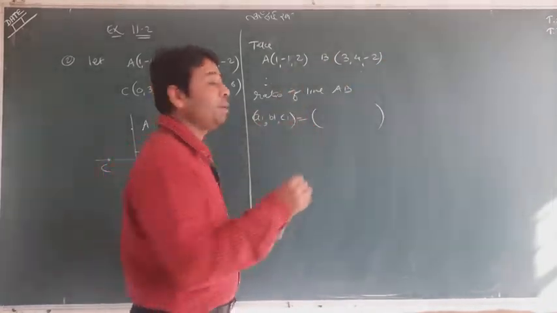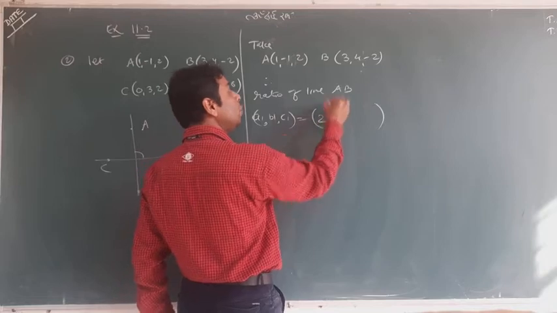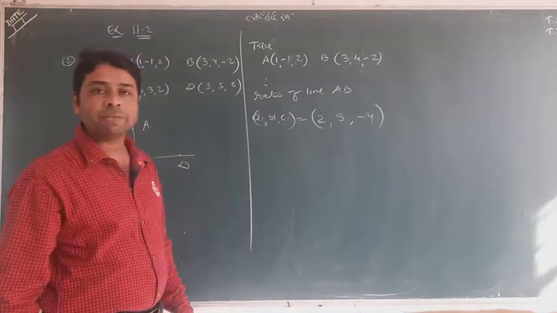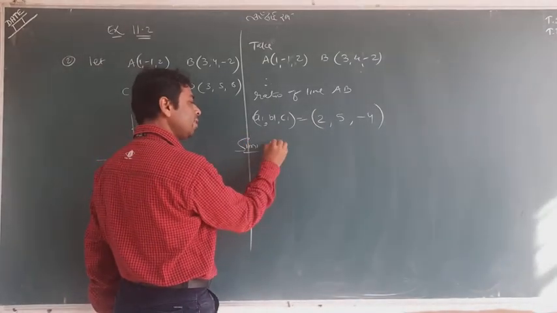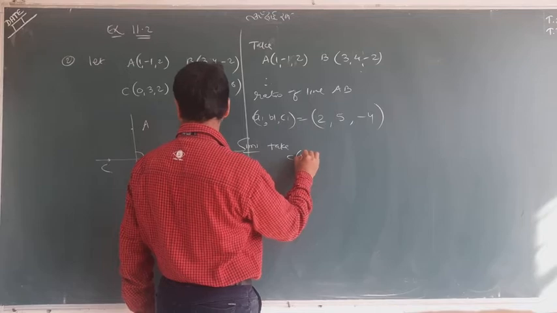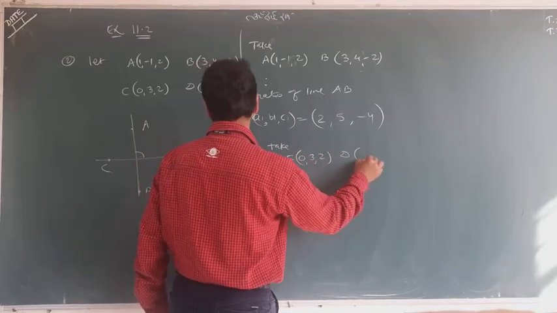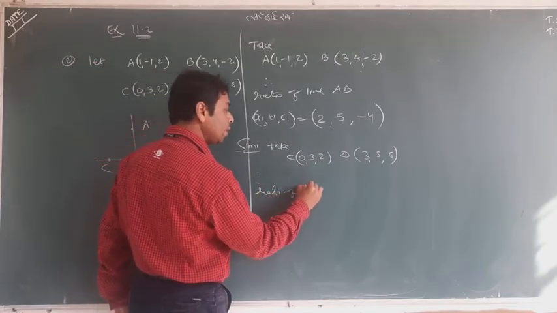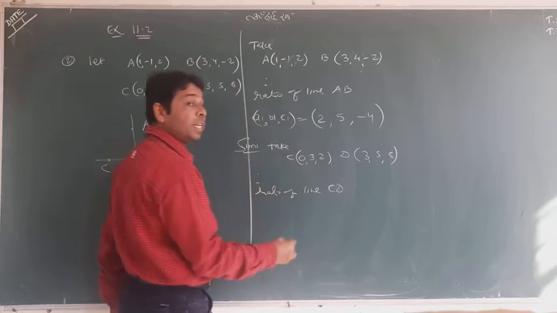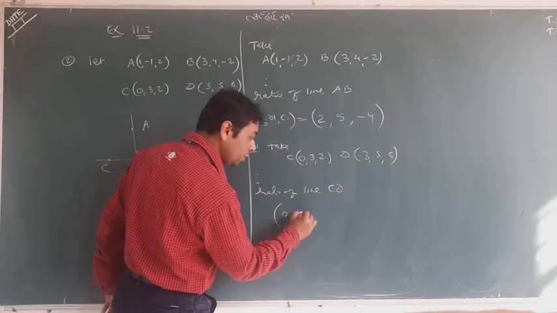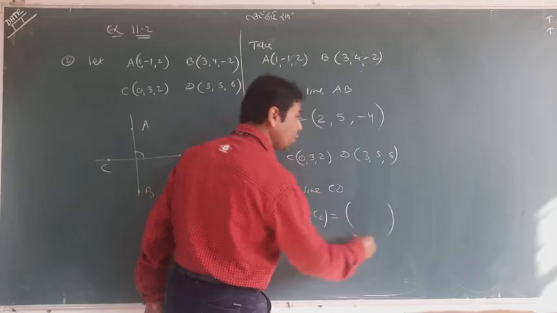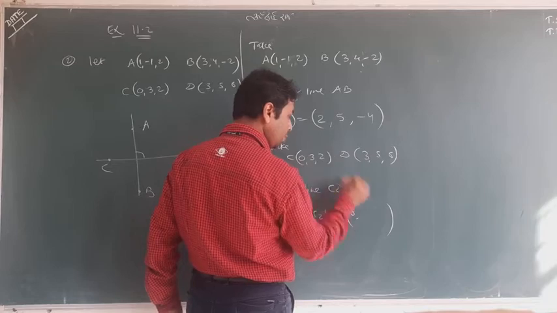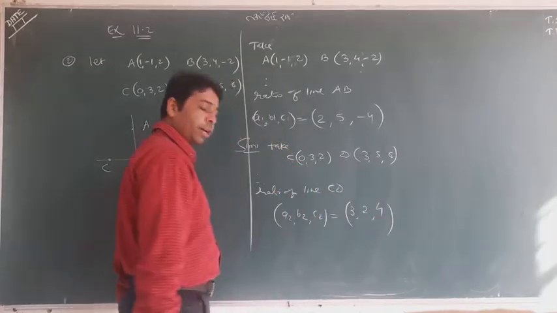This minus this, meaning x2 minus x1 is 2, y2 minus y1 is 5, z2 minus z1 is minus 4. This is A1, B1, C1. And similarly, taking C as 0, 3, 2 and D as 3, 5, 6, the ratio of the line which passes through C and D is called A2, B2, C2. And how can we find the ratio of the second line? This minus this: x2 minus x1, y2 minus y1, z2 minus z1. You get A2, B2, C2.